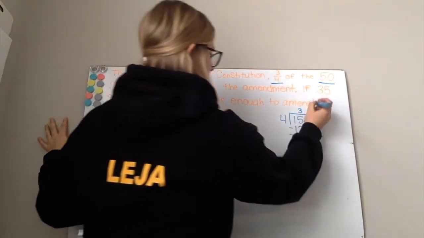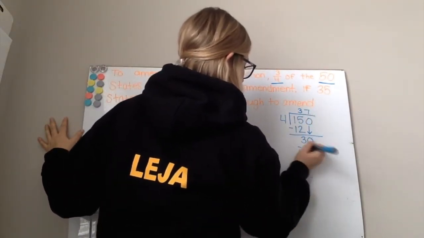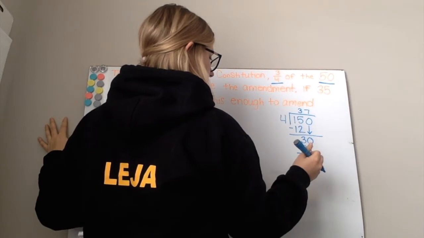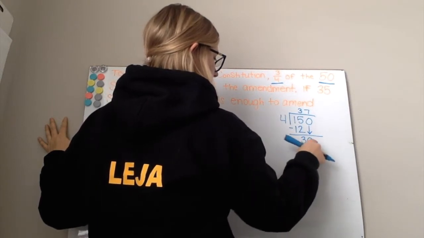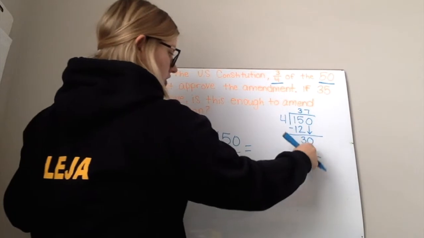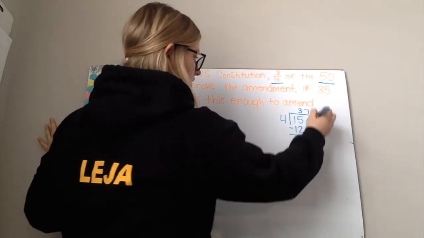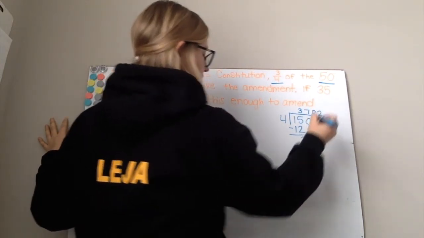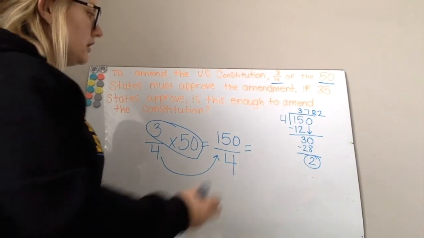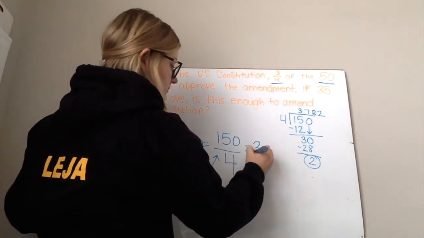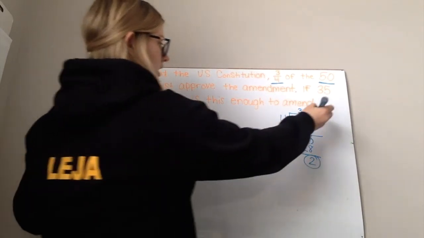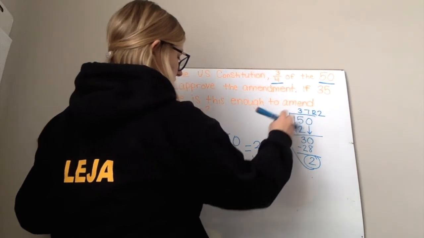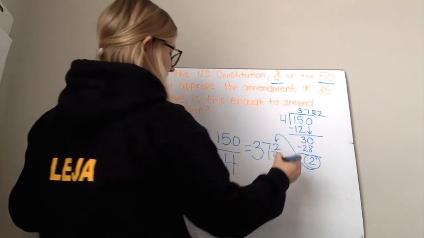4 can go into 30 7 times. And I'm going to subtract 28. 30 minus 28 is 2, and this is my remainder since 4 cannot go into 2. So I have 37 remainder 2. Okay? My whole number is 37. My remainder is my numerator, and again, I'm going to keep that denominator of 4.